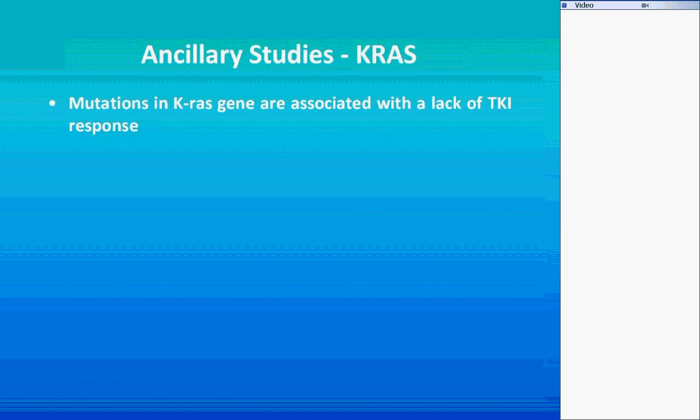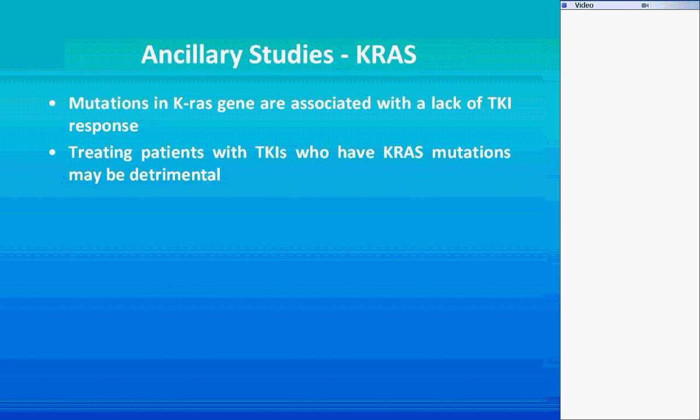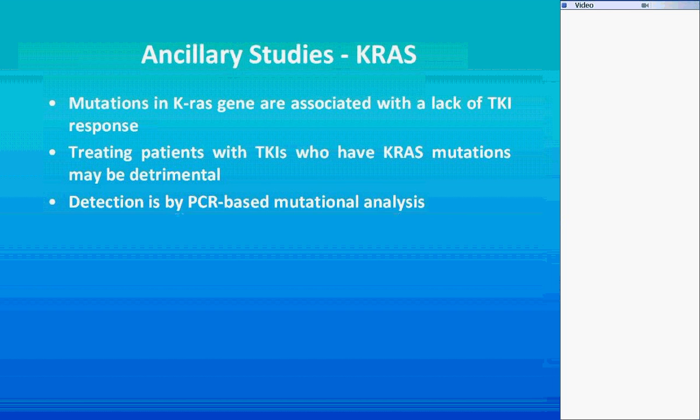Patients who have KRAS mutated lung cancers do not respond to tyrosine kinase inhibitors, in contrast to those who have EGFR mutations. And in fact, if a patient who has a KRAS mutation is treated with a tyrosine kinase inhibitor, there's some data to suggest that may in fact shorten overall survival in such patients. So it's important, if someone's considering instituting this type of therapy with their lung cancer patient, to know their mutational status. And like EGFR mutations, it's felt that the gold standard for assessing KRAS mutations is PCR-based mutational analysis.